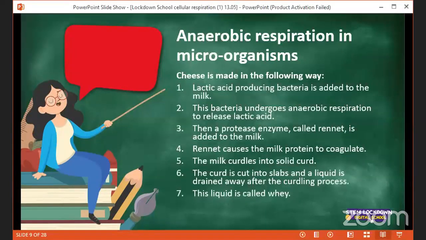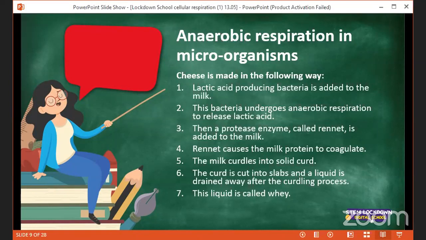All right, so now let us look at how cheese is made. The lactic acid producing bacteria is added to milk. This bacteria undergoes anaerobic respiration to release lactic acid. Then a protease enzyme, very important to note that we're using a protease enzyme called rennet, is added to the milk. Rennet causes the milk protein to coagulate. This just means that it thickens the milk, right? Then the milk curdles into a solid curd.